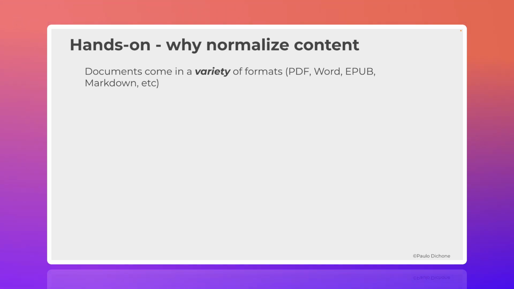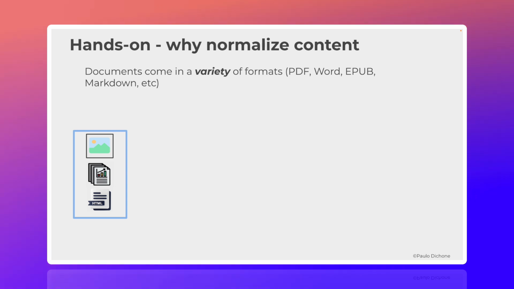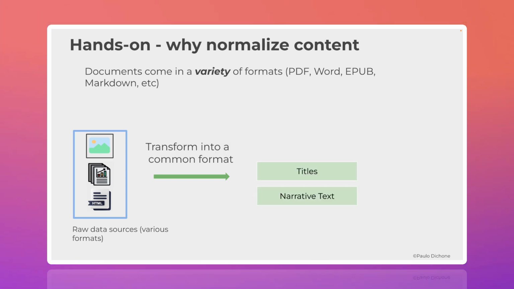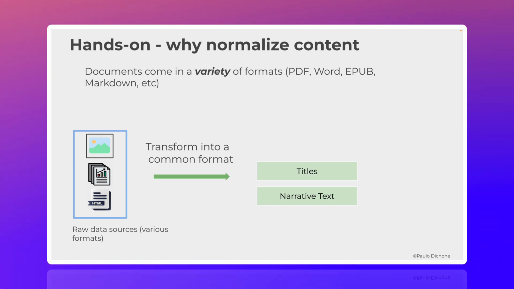So documents, as we know, come in a variety of formats. We know PDF, Word, EPUB, Markdown, etc. So what we've done so far is we're able to transform these raw data sources, which we know come in various formats, and transform that into a common format. And this process allowed us to extract the most important pieces, elements of these documents, such as titles, narrative text, it's just the text itself, so that we can then put all of that into a JSON, because that is a format that is widely used and it's easy to read and understand, and machines also like that format.